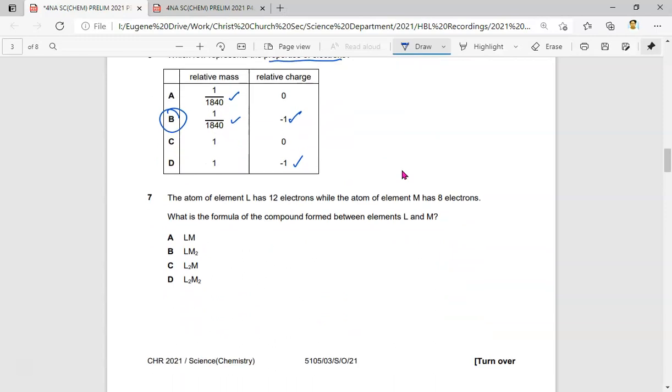Next one. 7. The atom of element L has 12 electrons, while the atom of element M has 8 electrons. What's the formula of the compound formed between the elements L and M? Because this is an atom, if I got 12 electrons, it means that I'll have 12 protons. 8 electrons means that I'll have 8 protons. Now, if you know how many protons the element has, you will be able to find out what element it is. So if you look in your periodic table, element L has 12 protons.